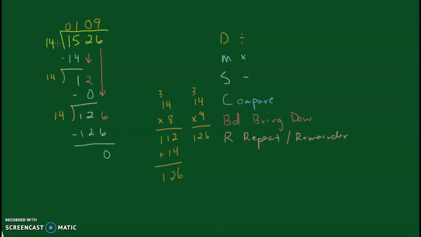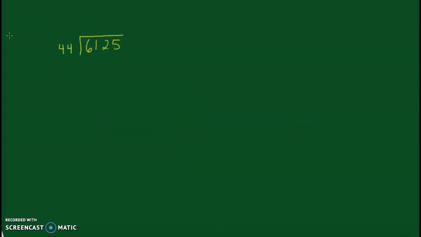If you're looking for partial quotients, I'm going to do that right now. So give me 1 second. I'll be right back. All right, I'm back. So partial quotients, we're going to do 6,125 divided by 44. And I showed you this in the previous video, but we're going to do it again for this one.